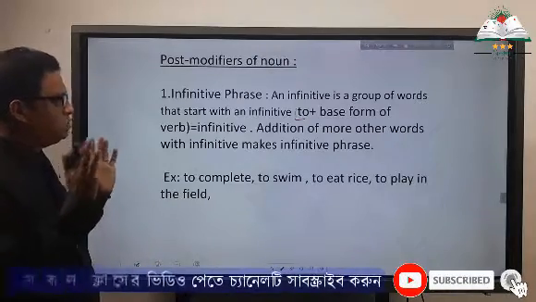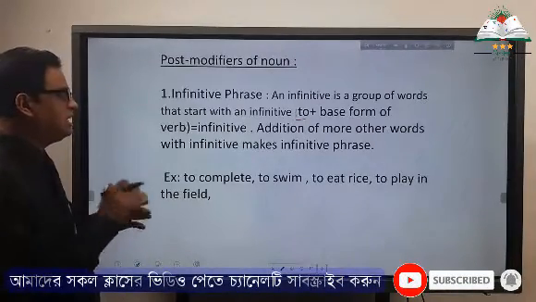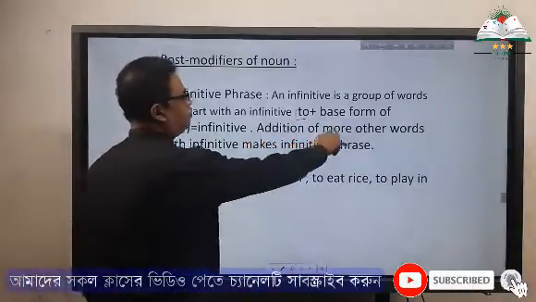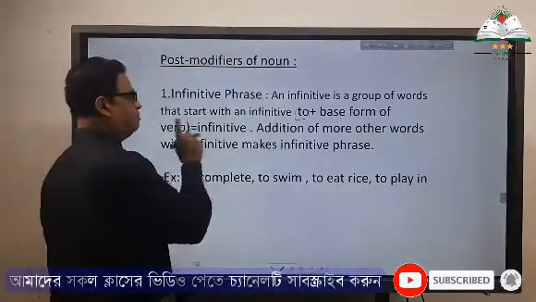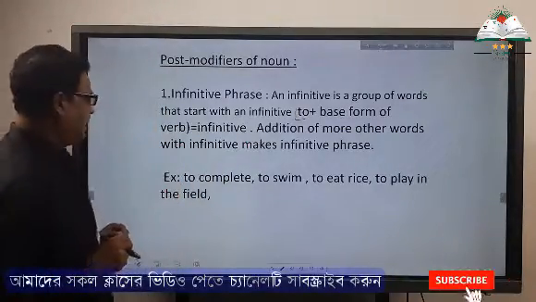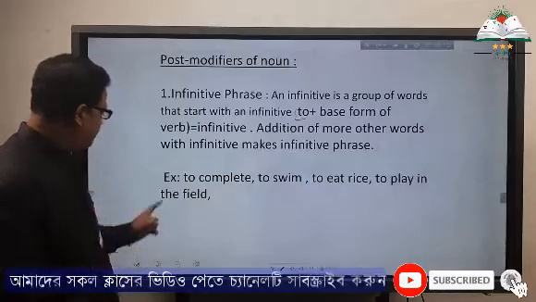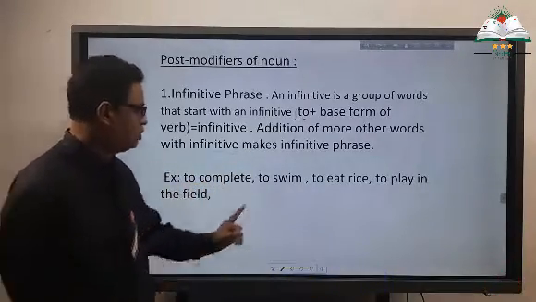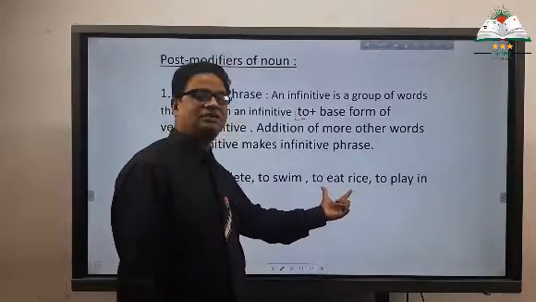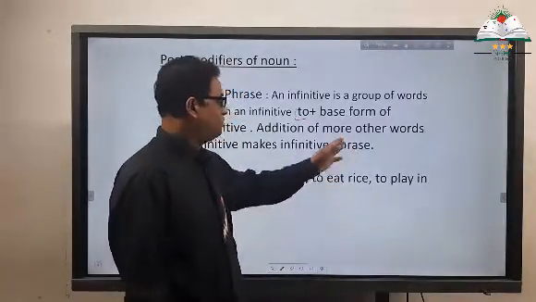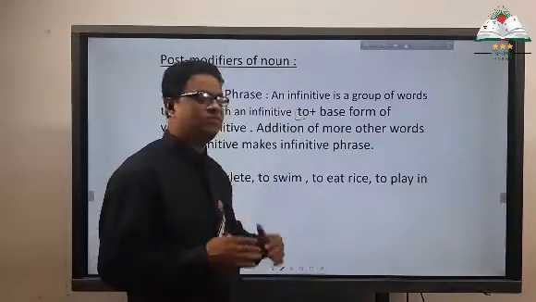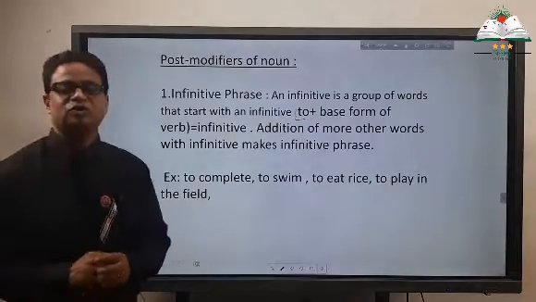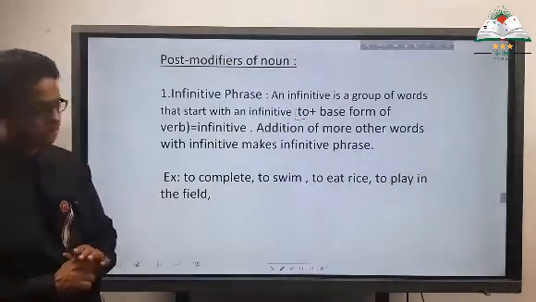And when we use some more words with infinitive, then it becomes infinitive phrase, and for this reason it is written here, addition of more other words with infinitive makes infinitive phrase. Examples of infinitive phrases are to plus main verb, to complete, to swim, to eat rice. Here it becomes infinitive phrase, because when more other words are added with the infinitive, then it becomes infinitive phrase. To play in the field, this is also an example of infinitive phrase.